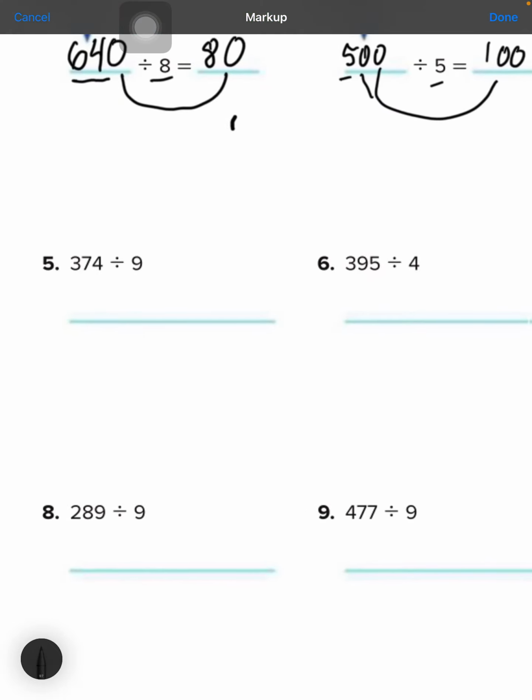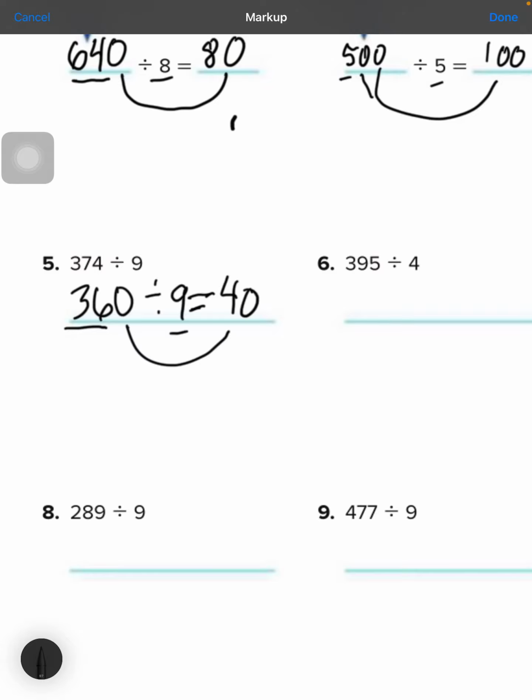Okay, number 5. We have 374 divided by 9. That's not very fun. So let's look down the 9s column. Do you see something that works a little bit better with 9? That's right. 36 gets along really well with 9, so we're going to change that to 360 divided by 9. So 36 divided by 9 is 4. Then we bring the 0 over. Our answer is 40.